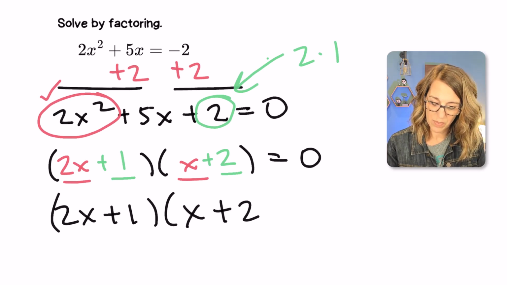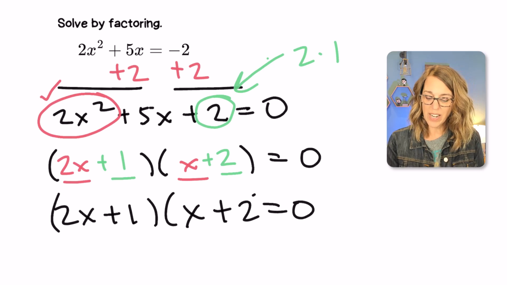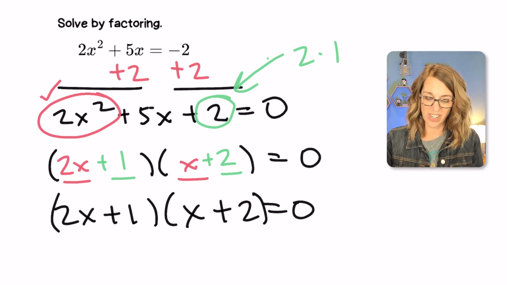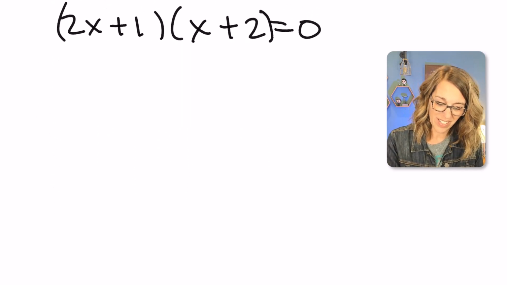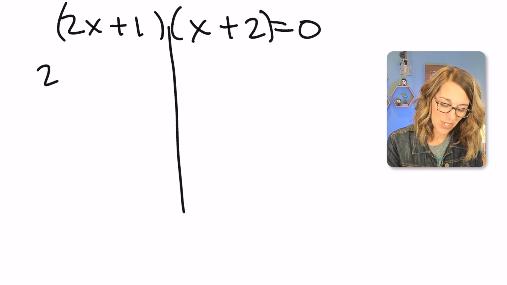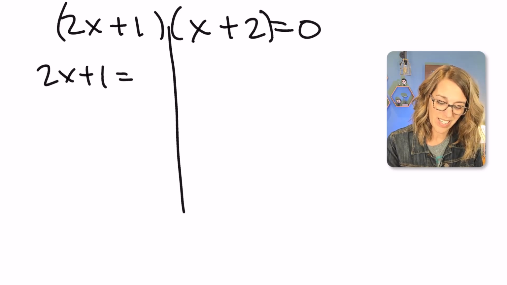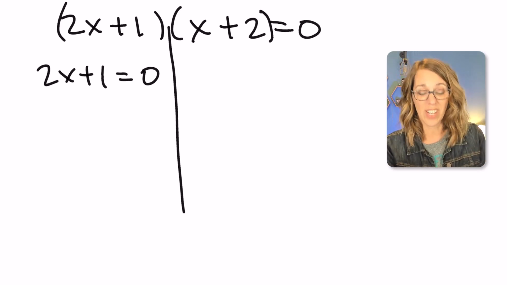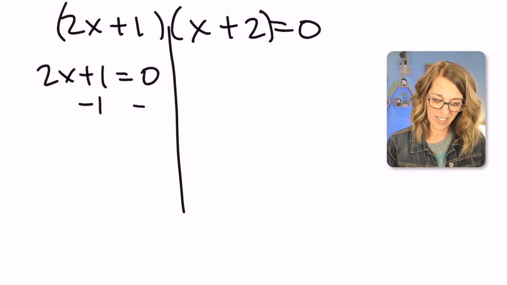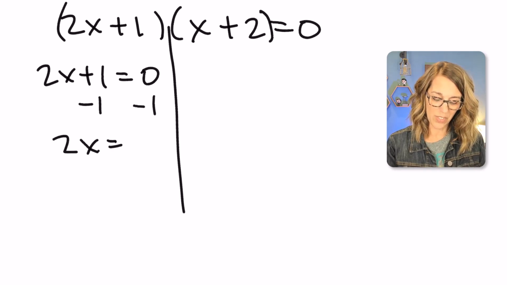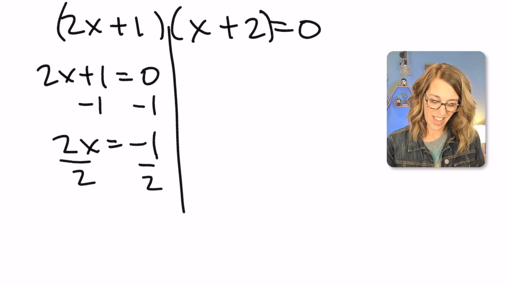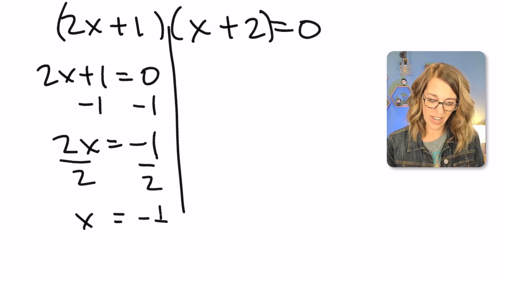x plus 2 is equal to 0, and I'm ready to solve my two mini equations. So as I'm solving these, I'm going to put a line right there. 2x plus 1 could equal 0. Just solving this equation, subtract your 1. 2x is equal to a negative 1, and then divide by 2. X is equal to a negative 1/2.